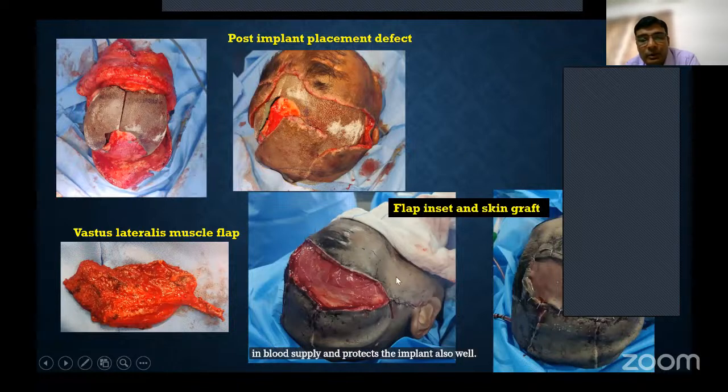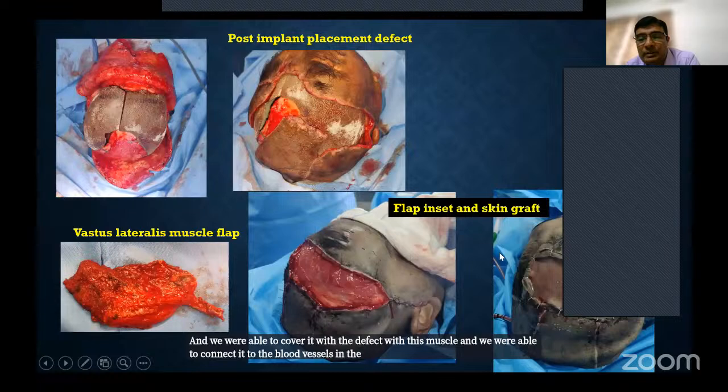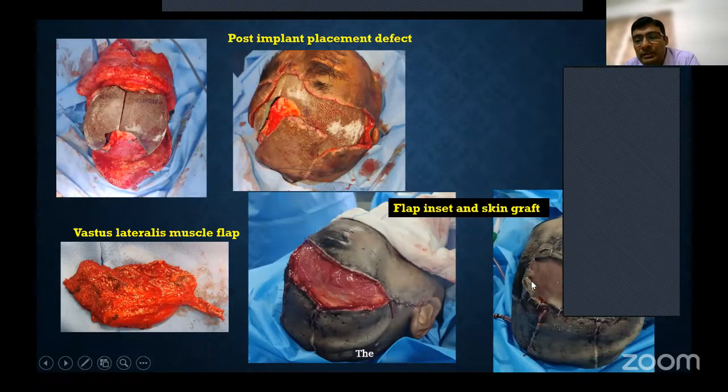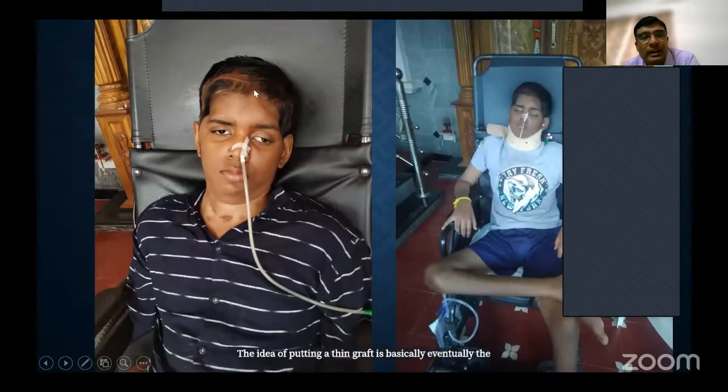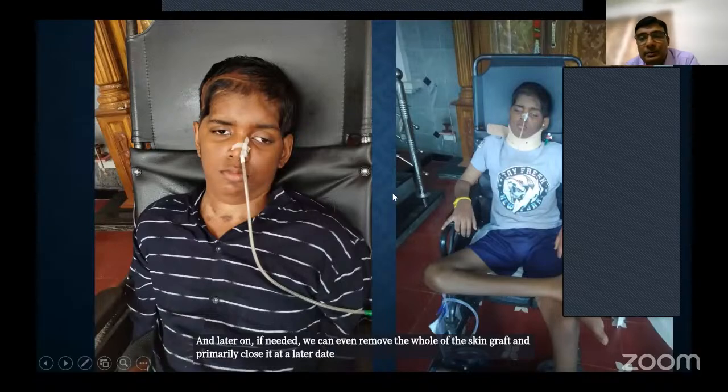And we were able to cover the defect with this muscle, and we were able to connect it to the blood vessels in the scalp itself, to the superficial temporal, and we grafted it. The idea of putting a thin graft is that eventually the graft will shrink, and later on, if needed, we can even remove the whole of the skin graft and primarily close it at a later date. This is the same boy in the post-operative period with a pretty decent shape.